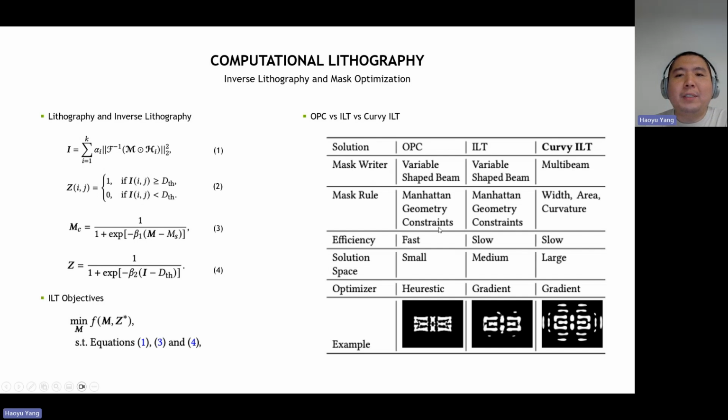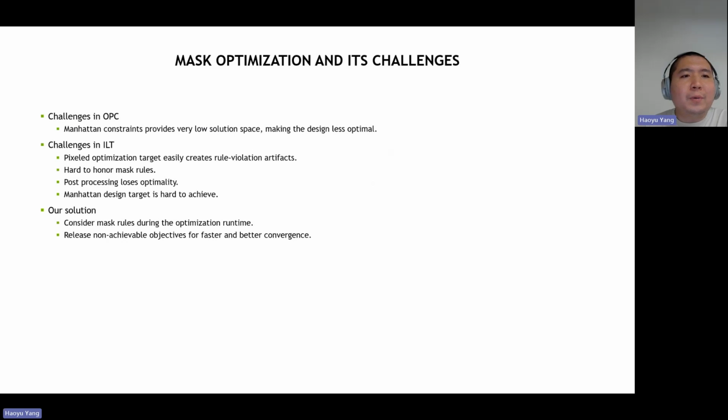From the concept itself, we can observe that OPC is super fast, and ILT and also our curve ILT are kind of slow. But curve ILT has the largest solution space because we no longer need to convert the freeform mask into Manhattan geometry. We'll talk about the challenges in OPC and ILT, and we want to propose a solution to leverage the benefits of both. Considering mask rules during the optimization runtime is the first objective, and then we also want to relax non-achievable objectives for faster and better convergence.